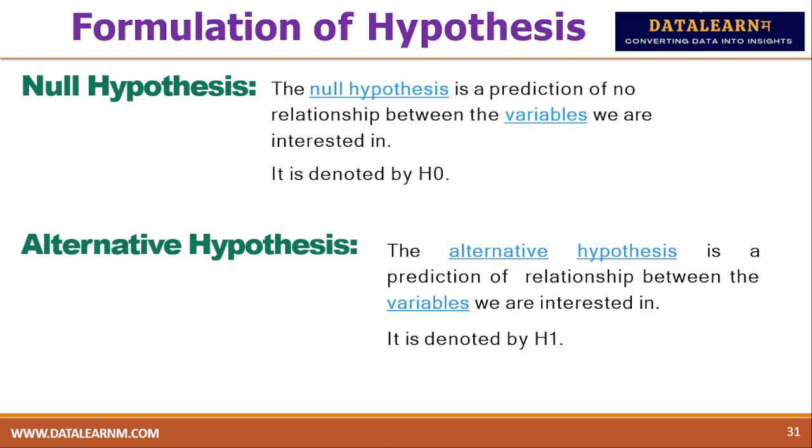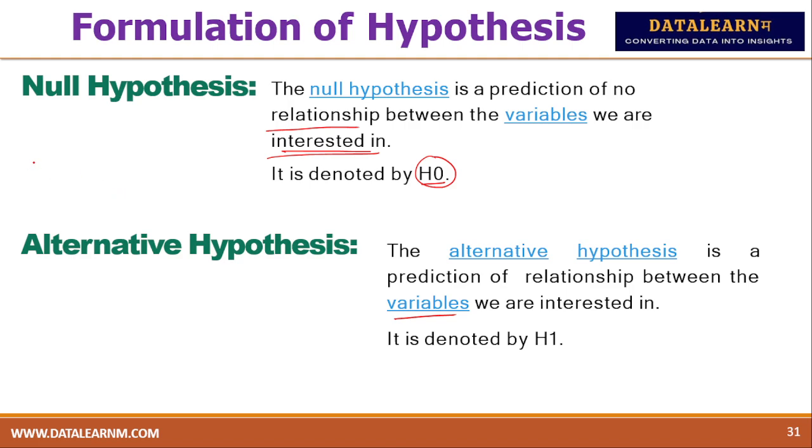How many types of hypothesis are there? Two types. The null hypothesis is a prediction of no relationship between the variables we are interested in, denoted by H naught or H0. The alternate hypothesis is a prediction of a relationship between the variables we are interested in. So these are contrary to each other.